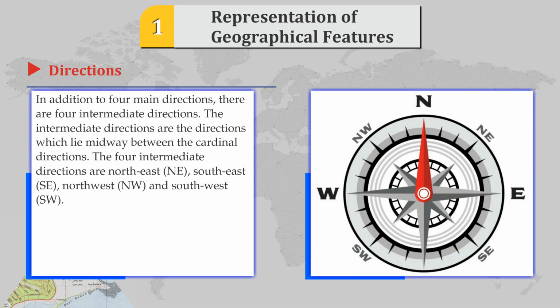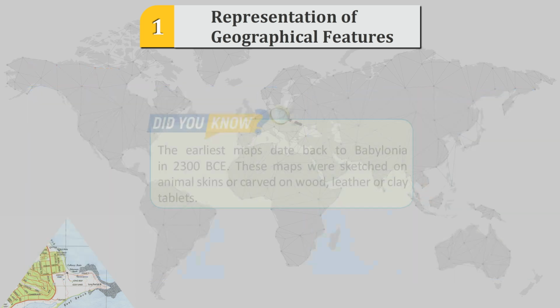In addition to the 4 main directions, there are 4 intermediate directions. The intermediate directions are the directions which are midway between the cardinal directions. The 4 intermediate directions are northeast NE, southeast SE, northwest NW and southwest SW.